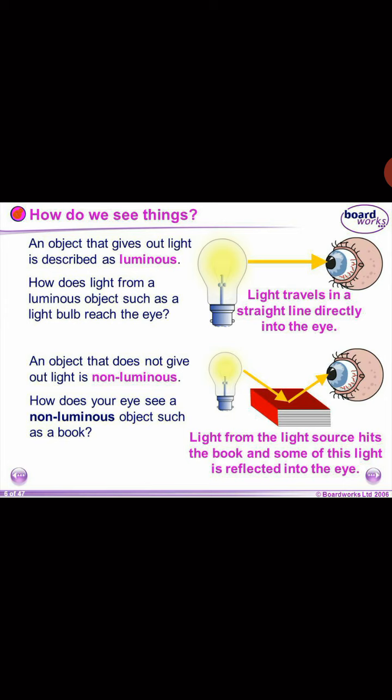An object which does not give out light is called a non-luminous object. Example, a book. A book is made up of paper. Paper does not give out light, so it's a non-luminous object.